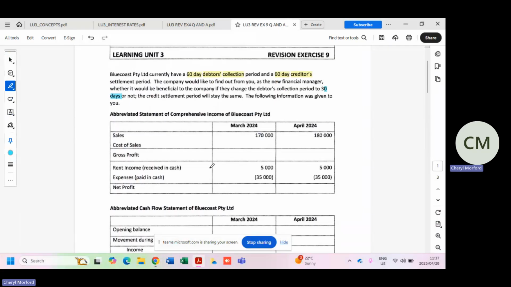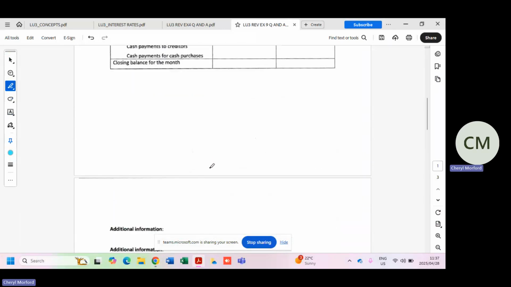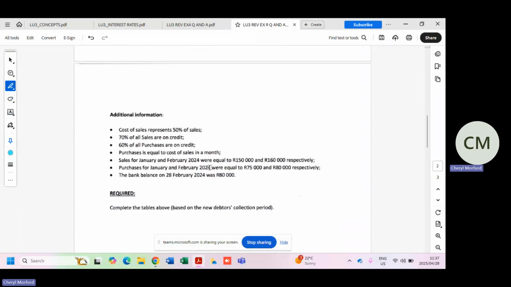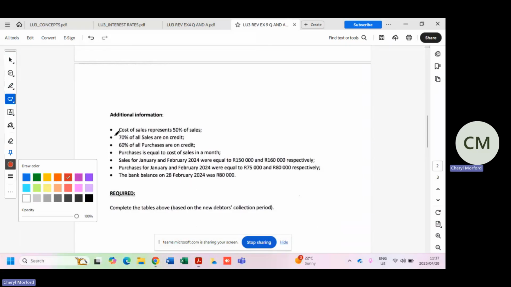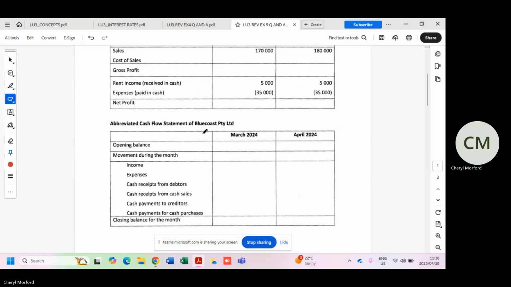Right. So let's investigate the additional information that we've got here. All very important. Right. So the first thing that we need to complete is the cost of sales number. Right. And as you can see here, point number 1 is where the relevant information is. So it says cost of sales is a percentage of sales. In fact, 50% of sales. So let's go ahead and do that.